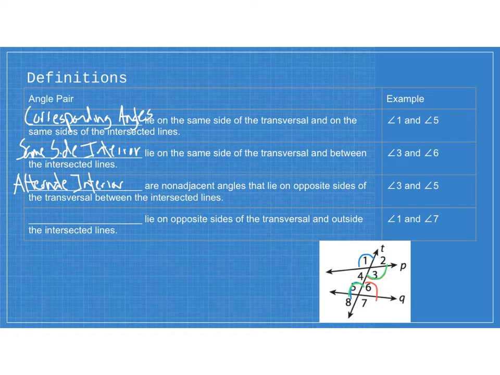And last, they lie on opposite sides of the transversal and outside the intersected lines. So we're looking at 1 and 7. And so those we call still alternate because they're on opposite sides of the transversal. But this time they're outside, so we call that exterior. Okay, so a couple definitions with those: corresponding angles, same side interior, alternate interior, and alternate exterior.